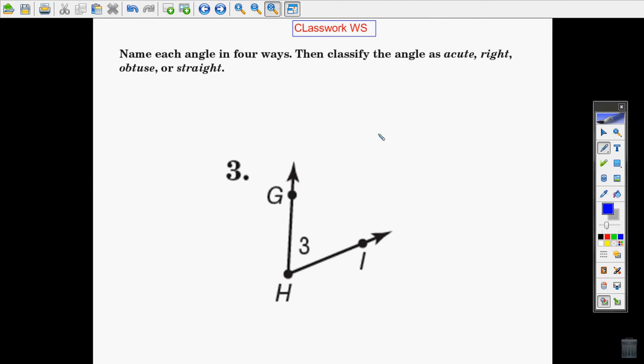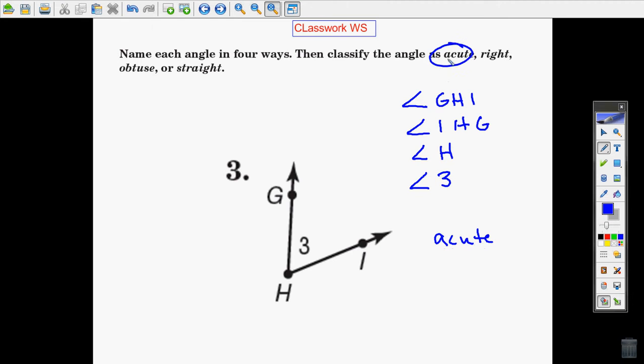Number 3, so there are the ways to name angle 3. This is an acute angle. It's less than 90 degrees. Acute.